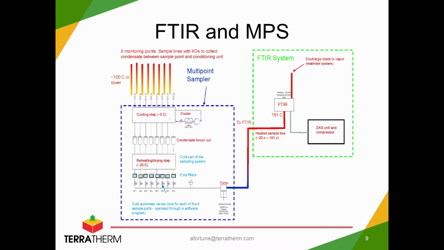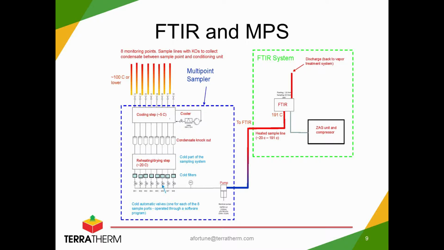Here's just a general schematic showing what I just described, in that the vapor is coming from the well field and the different monitoring points. So we had before the thermal oxidizer, after the thermal oxidizer, the vapors coming directly from the well field, and the headspace of a liquid treatment vessel.